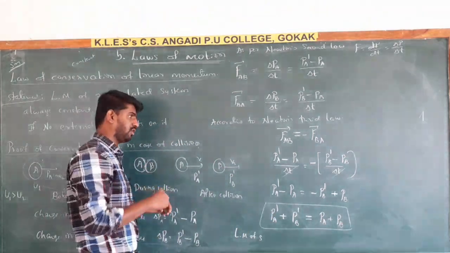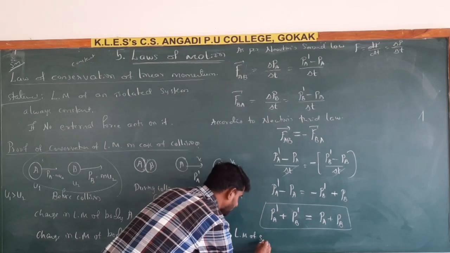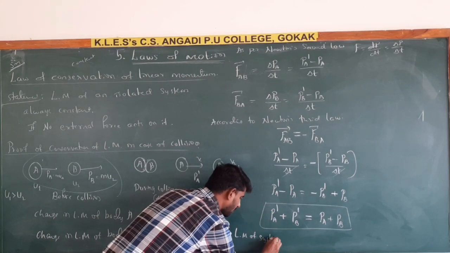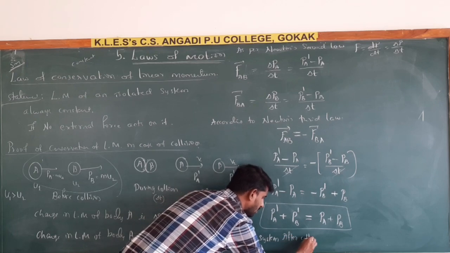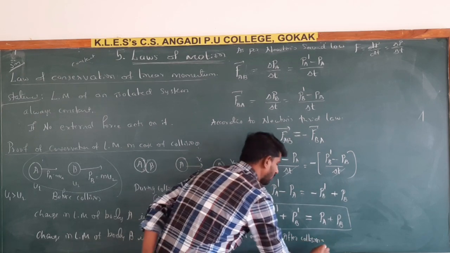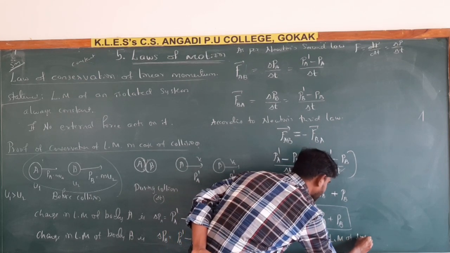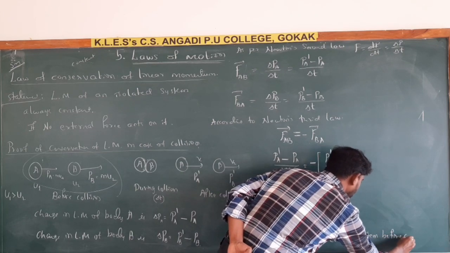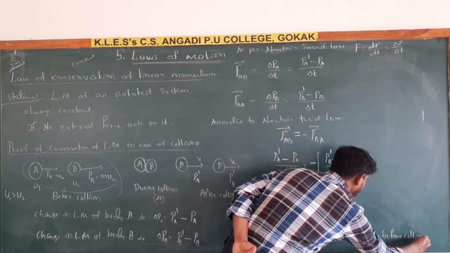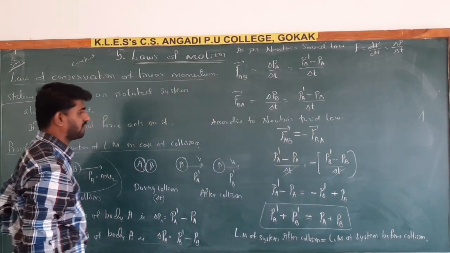Linear momentum after the collision is PA dash plus PB dash. So the linear momentum of the system after collision is equal to the linear momentum of the system before collision. So this is a 5 marks derivation.